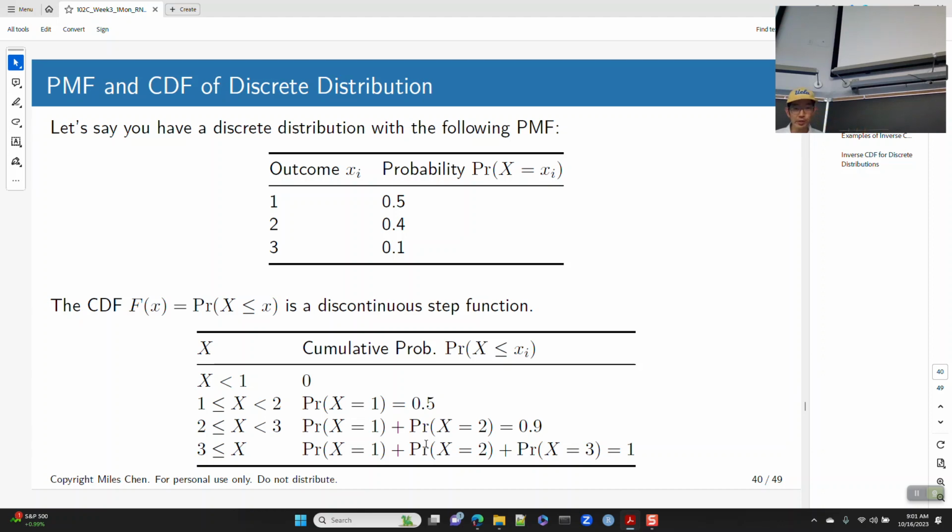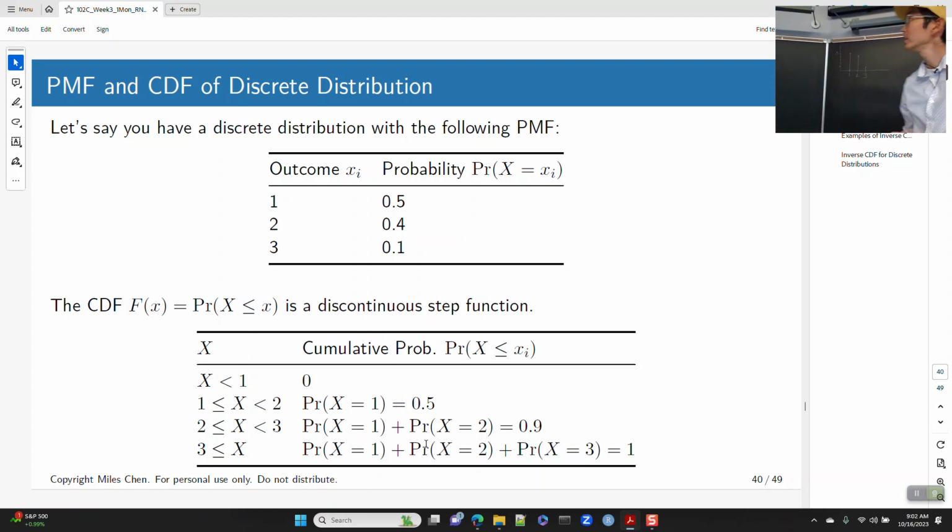Okay, and we generate 1 with probability 0.5. So if this is 0.5, and we will generate 2 with probability 0.4, and then we will generate 3 with probability 0.1. Okay, so that's our probability mass function. Adds up to 1.